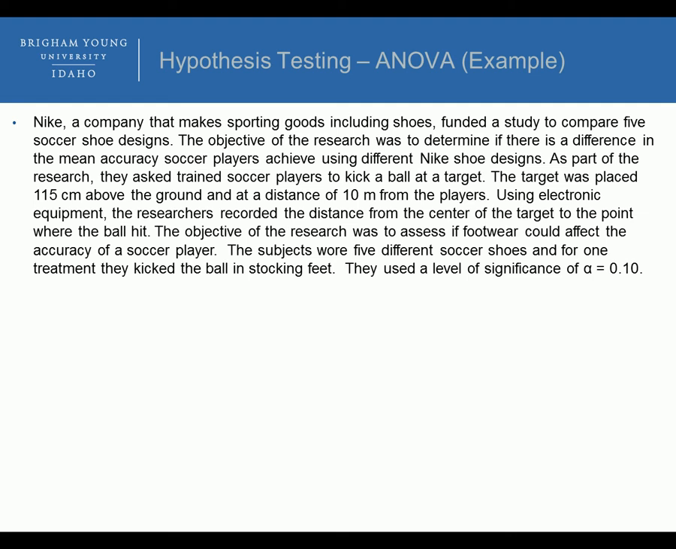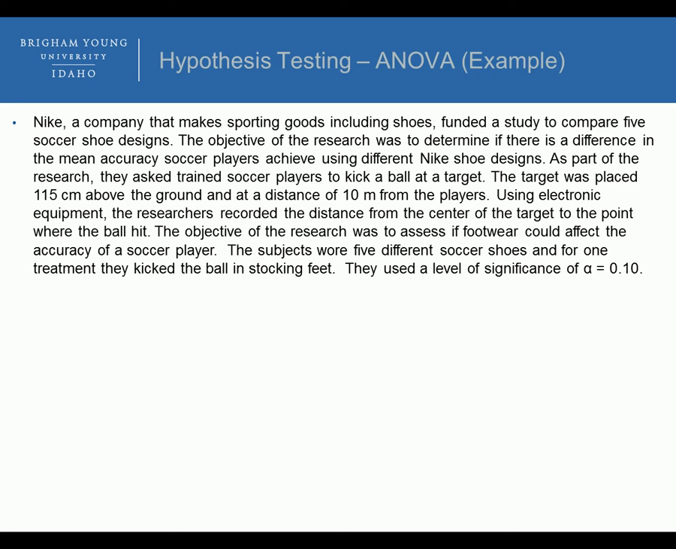As part of the research, they asked trained soccer players to kick a ball at a target. The target was placed 115 centimeters above the ground and at a distance of 10 meters from the players. Using electronic equipment, the researchers recorded the distance from the center of the target to the point where the ball hit. The objective of the research was to assess if footwear could affect the accuracy of a soccer player. Subjects wore 5 different soccer shoes, and for one treatment they kicked the ball in stocking feet, and they used a level of significance of alpha equal to 0.10.